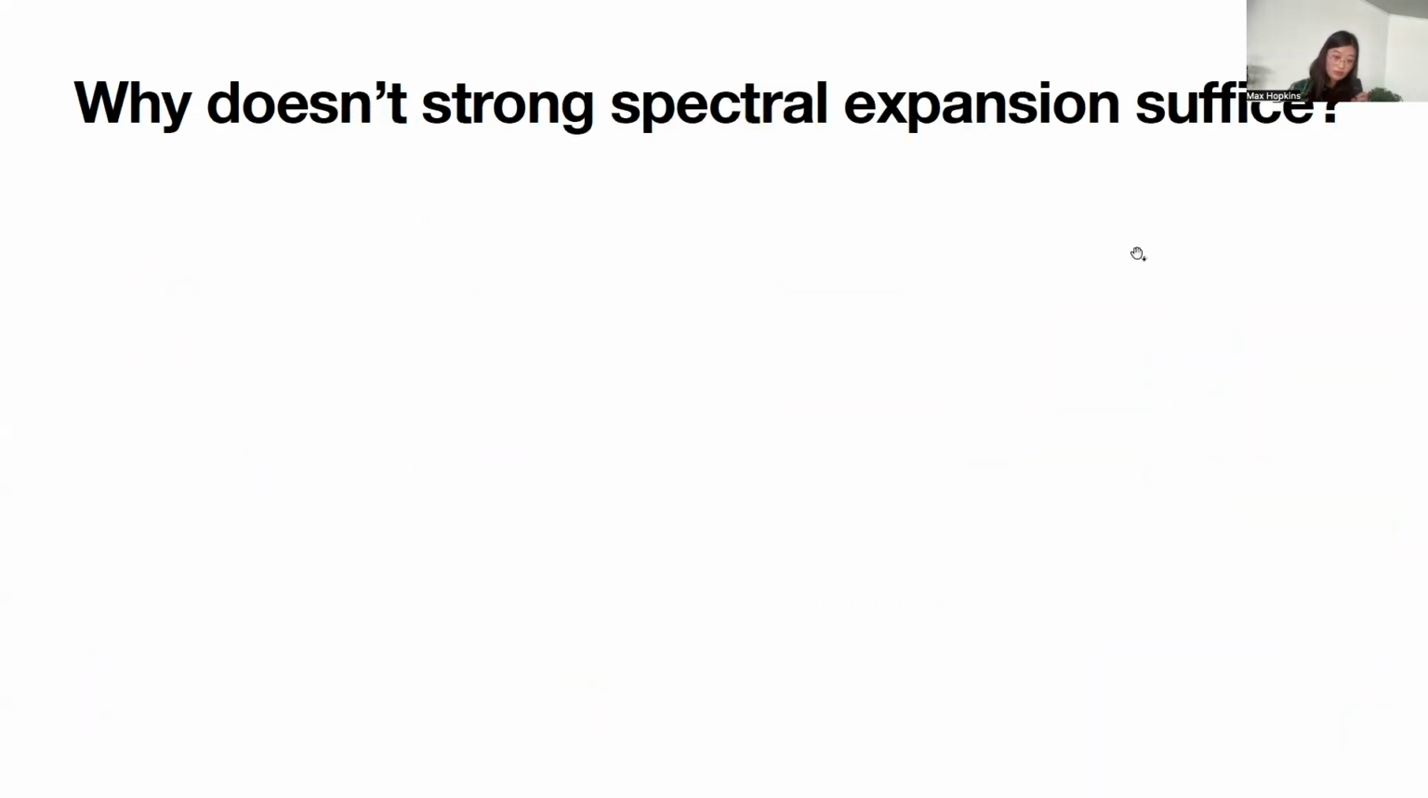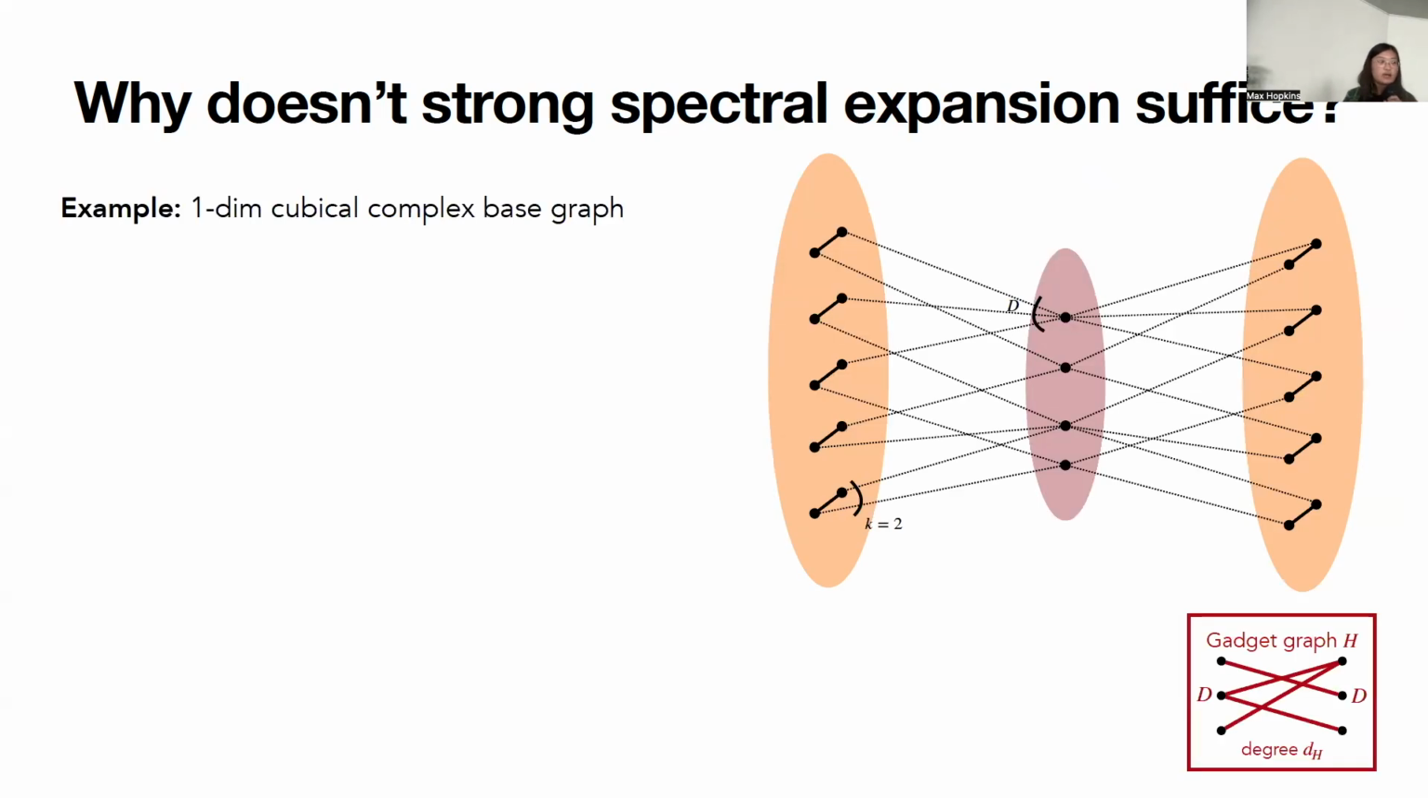Okay. So why doesn't strong spectral expansion alone suffice? So let's do an example. Let's show it by example. So our example is going to be the one-dimensional cubical complex as our base graph. So what does this mean?